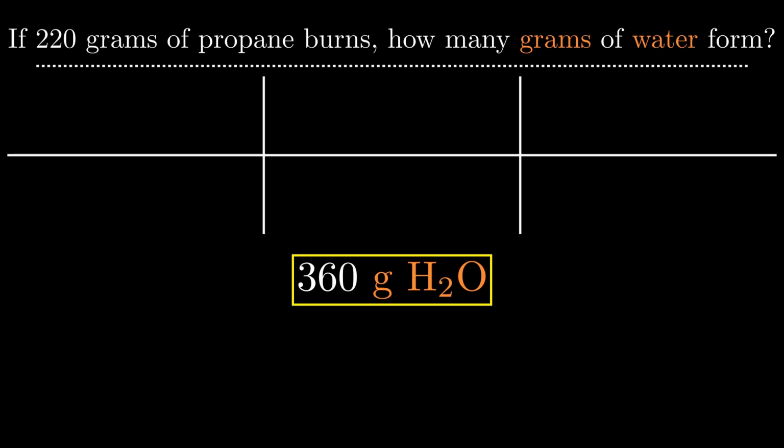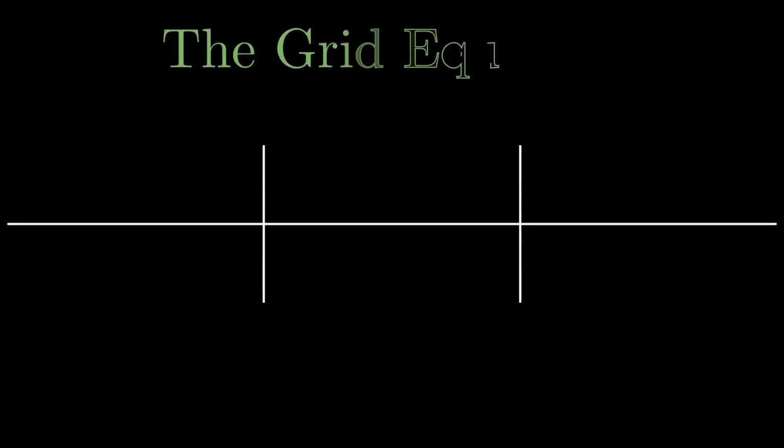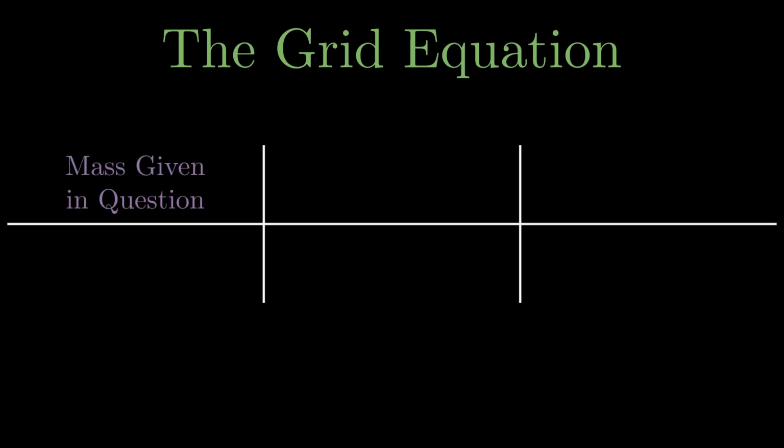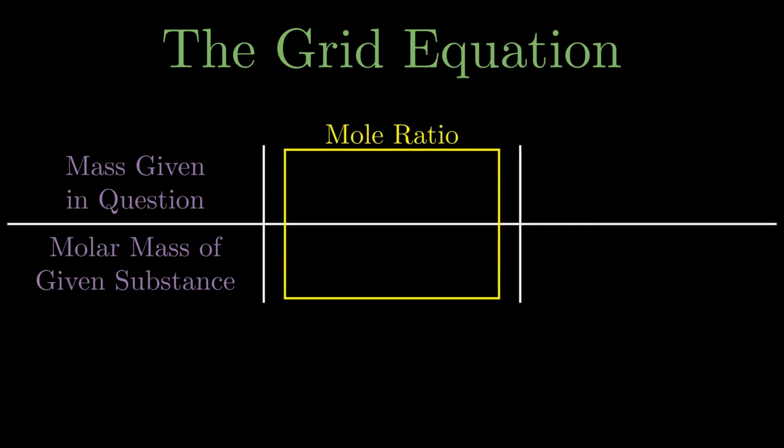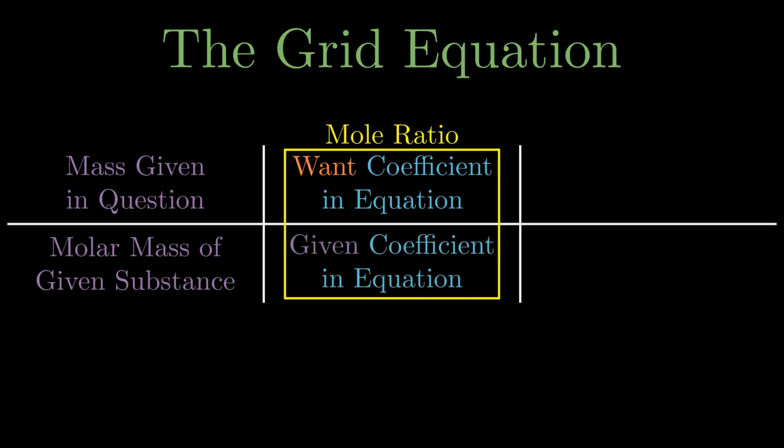The grid I present here is about as equation-like as I can make stoichiometry calculations. Always put the given mass in the top left. Underneath that goes the molar mass of the given substance. The mole ratio goes in the middle with the coefficient of the substance you want on the top and that of the given on the bottom. In the top right, put the molar mass of the substance you want to find, and underneath that put 1 mole.